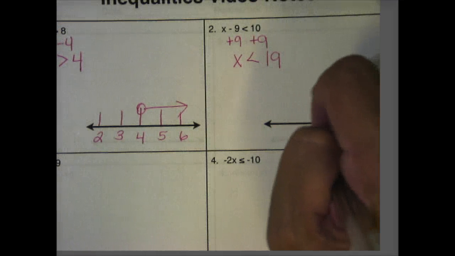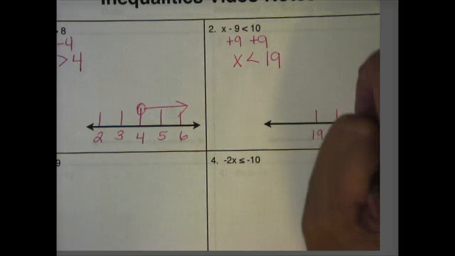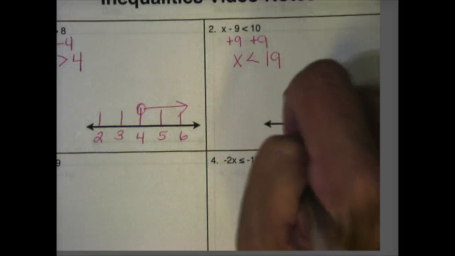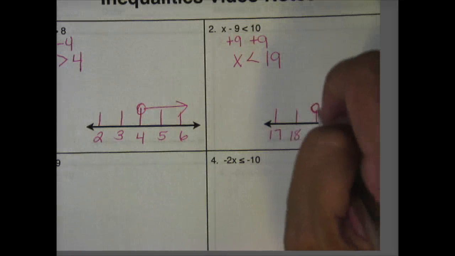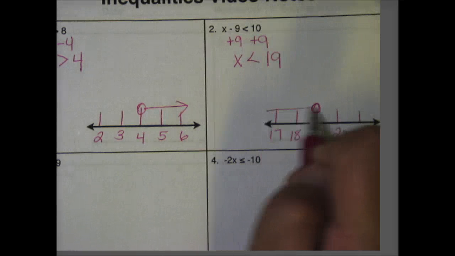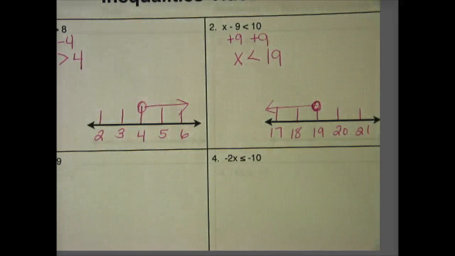We just go ahead and make our number line. Less than is an open circle, so we'll put that on the 19. Everything to the left of 19 is less than 19.